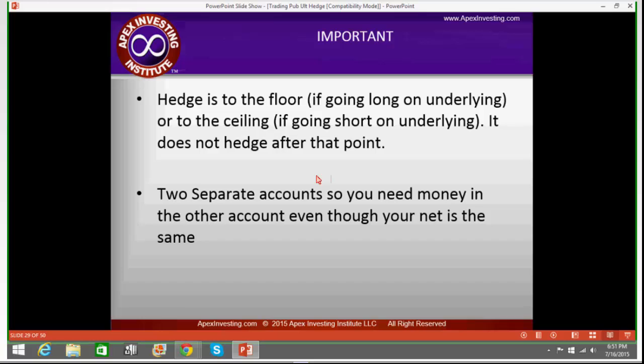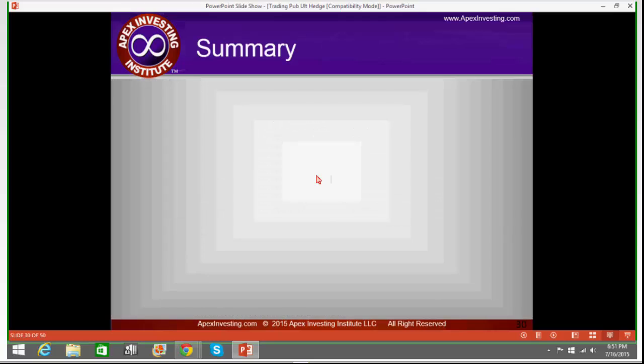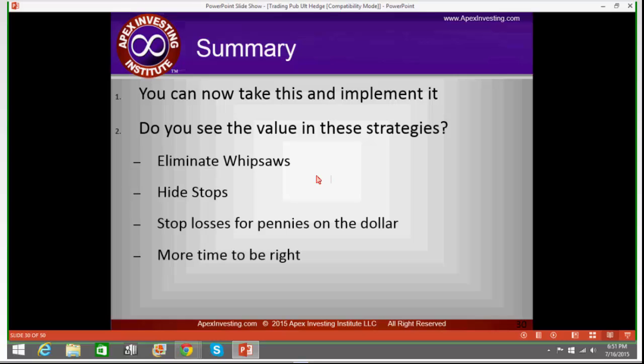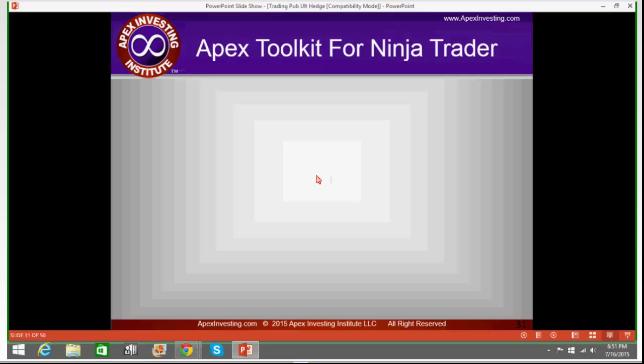We're mainly covering spreads tonight, and I'm kind of coming down to the wire here. I know Cam and Jan are going to start hollering at me, so I got to keep rolling. But before I'm done, I'll show you where you can get some quick information. So you can take this now and implement it. I think you guys see the value of it. You can eliminate these whipsaws, hide your stops, have stop losses for penny on the dollar, and protect your profits.